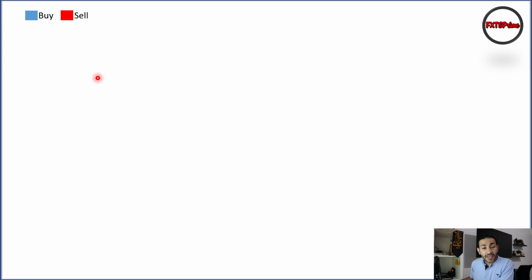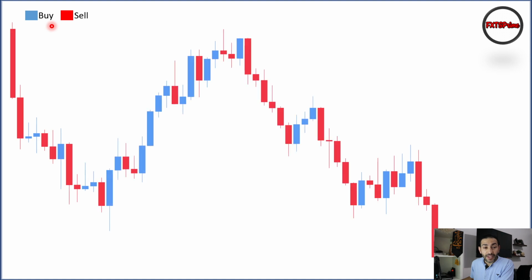So first thing, guys, as usual, if you see on the chart a blue candle, that is a buy candle. If you see on the chart a red candle, that is a sell candle. So let's start now with this chart, and this is the daily time frame.